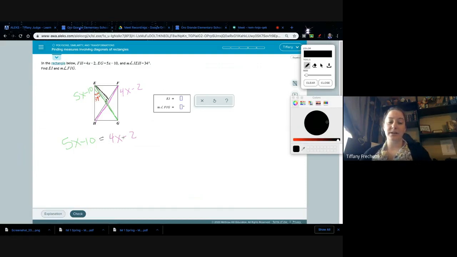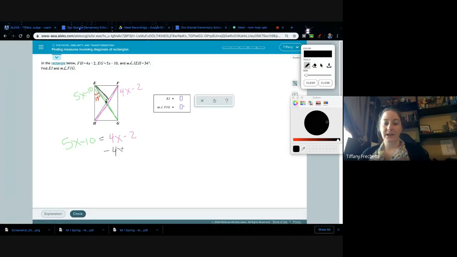Once I know what x is, when I solve this equation down here, I can go back and plug it into either one of these. So I'll know what the diagonals equal. And then I can divide by 2, because remember, this is a midpoint for everything. So if I know a diagonal, I can just divide by 2, and that'll tell me what half of it is. So let's go through and solve this.